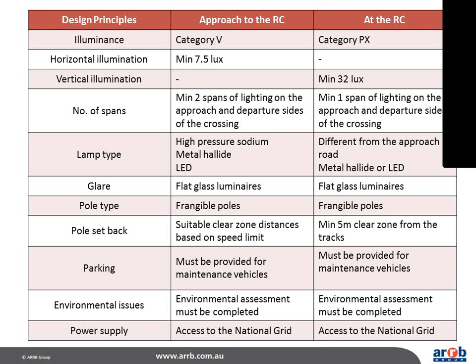And you've got to make sure that the lamp type that you use, as mentioned earlier, the most important point at lighting railway crossings is the difference in the color contrast. So if you're using high pressure sodium on the approach, you want to use something different at the crossing, something like metal halide, which has a white light. So that gives different color contrast. So these are the design principles that you look at once you've decided to implement lighting.